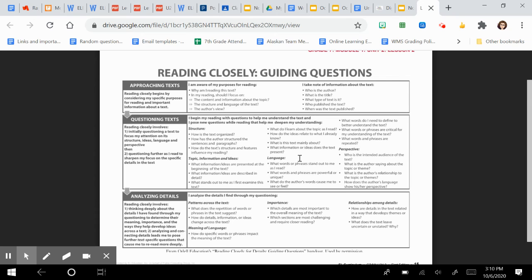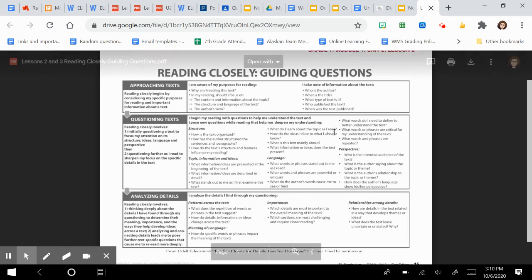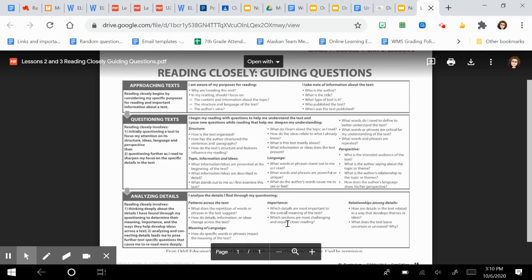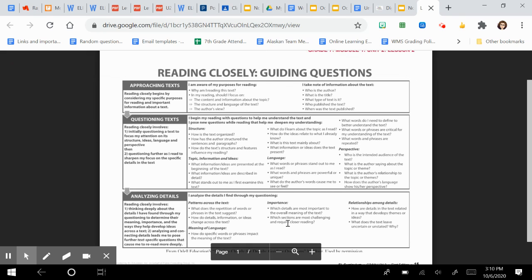So again, take a look at this. Read through all of these questions on here. Some of them are things that you already do. Some of them maybe not. So in this middle section here, I want you to find one question and type it in the next slide that says, what question are you going to be asking yourself next?